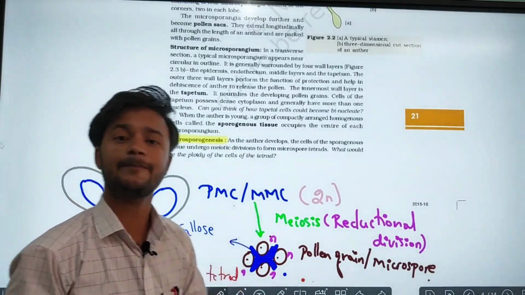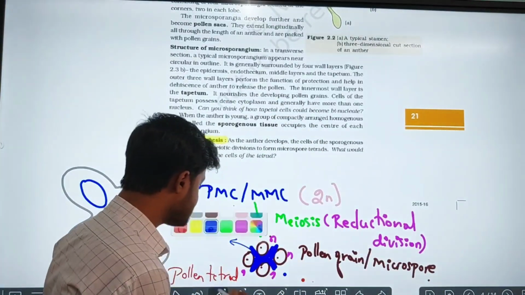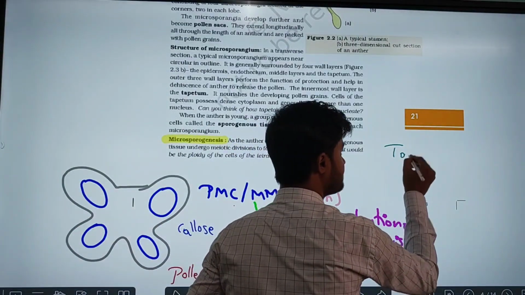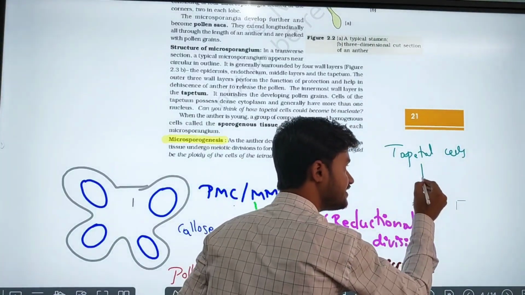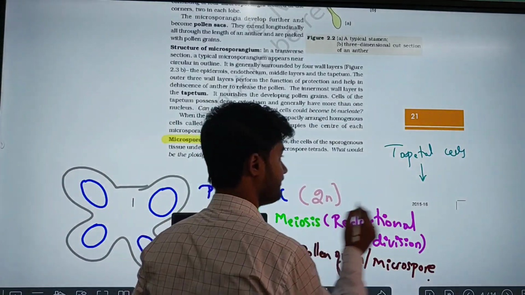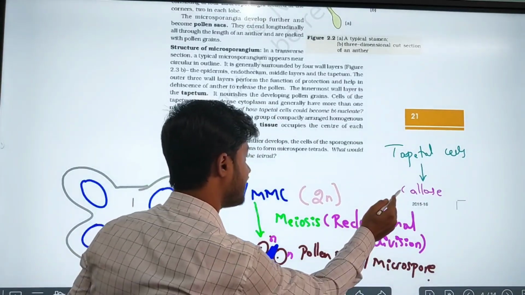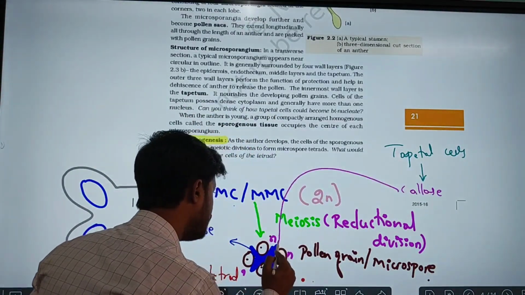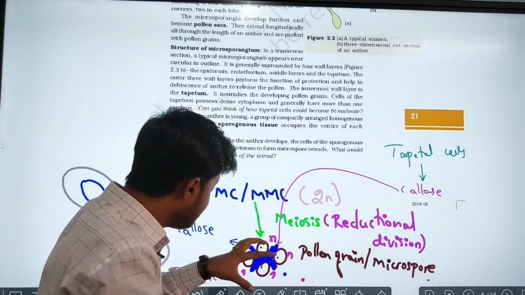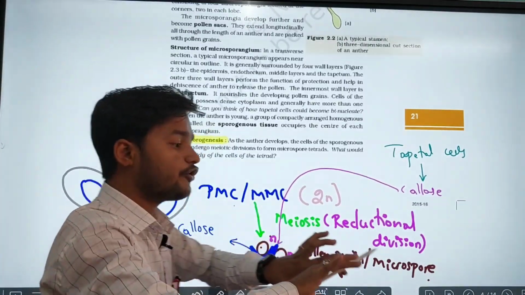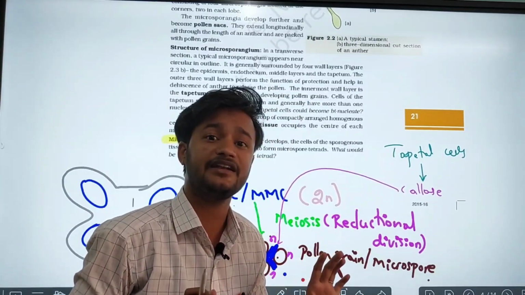You know that the tapetal cells secrete one of the important enzymes, called callase enzyme. That callase enzyme dissolves the callose polysaccharide. When the callose is dissolved, the 4 pollen grains separate from each other. Until then, they do not separate from each other, right?